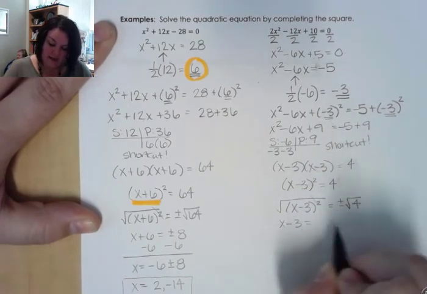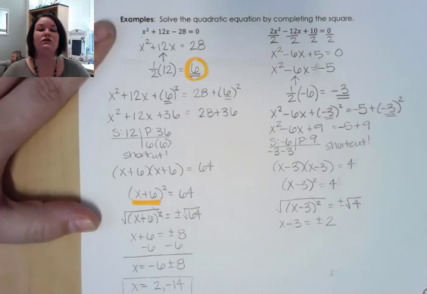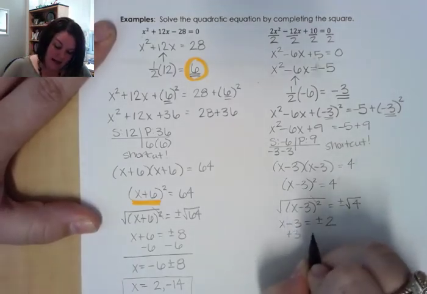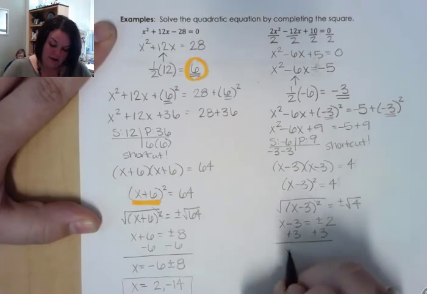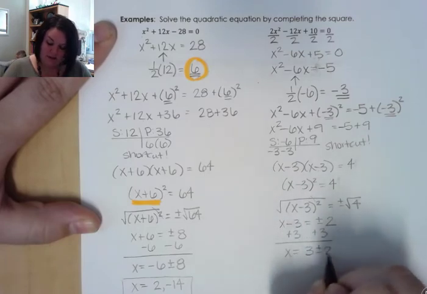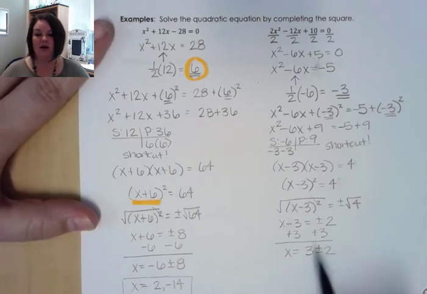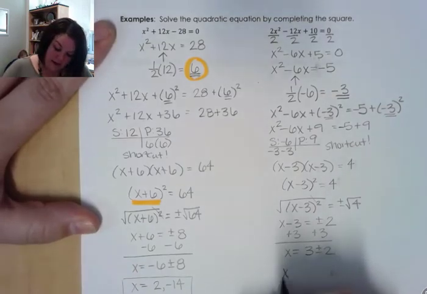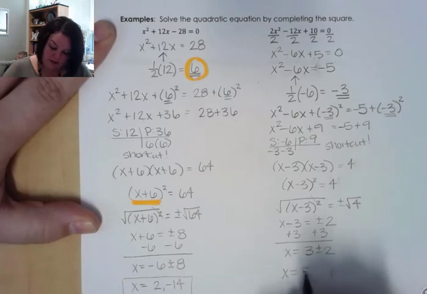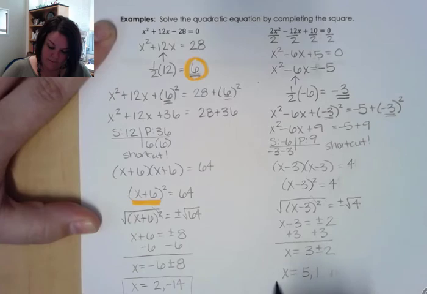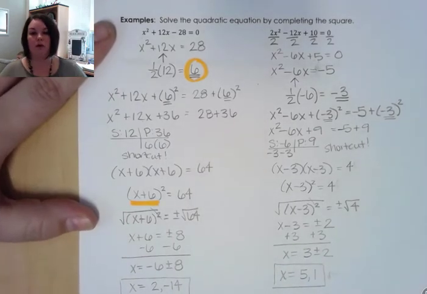x minus 3 is equal to plus or minus 2. And then the last thing I do is move my 3 over by adding. So I have x is equal to 3 plus or minus 2. Because these are like terms, I can go ahead and combine them. So I have x is equal to 3 plus 2, which is 5, or 3 minus 2, which is 1. So we get 5 or 1.